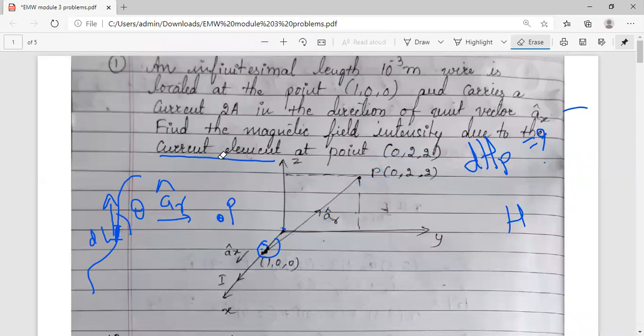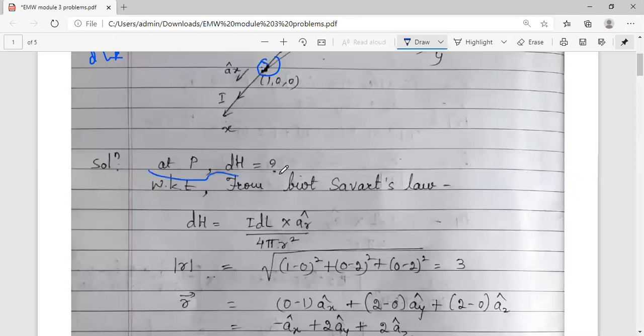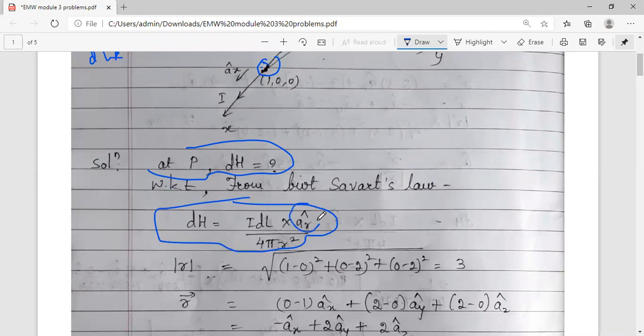Now let us use the formula. So what is the formula? We know that at point P, we need to find this. So the formula is DH is equal to I DL cross AR unit vector. That is the formula. Either you can use I DL sine theta divided by 4 pi r square, or this is the formula in vector form that we have already derived.